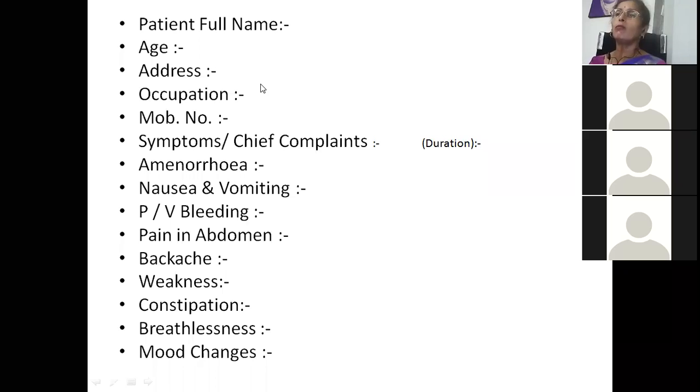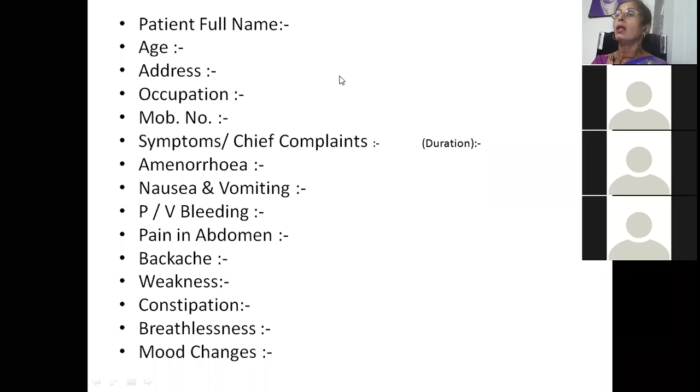Then the mobile number for contact with the patient. Then comes the chief complaints. With pregnancy, as we have discussed, obstetrics mainly deals with pregnancy. So in this will be the history of amenorrhea. Amenorrhea means absence of period, and there you have to mention the duration. The duration of each complaint is very important. Otherwise, we just write the symptoms and we don't mention the duration. It is of no use.